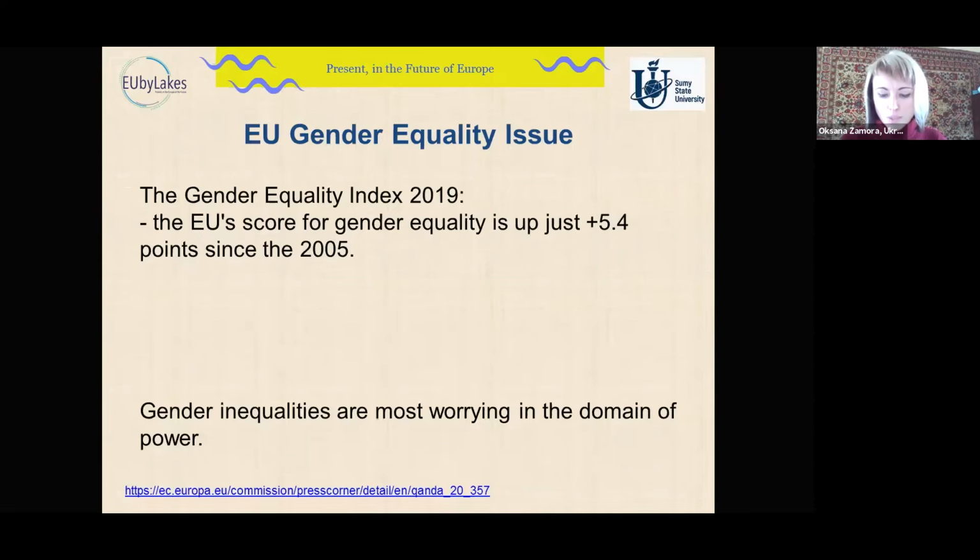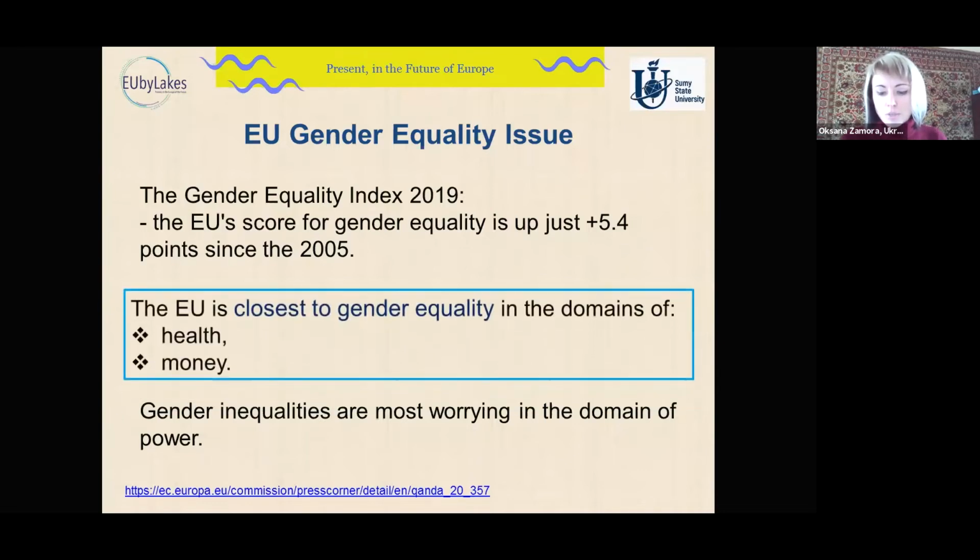It was designed by the European Institute for Gender Equality, and it measures gender equality across the European Union member states in various domains such as work, power, or violence. The 2019 edition reveals that progress towards effective equality is far too slow, with 67 points out of 100. 100 means full equality. And the European Union score for gender equality has risen just 5.4 points since 2005. You can imagine, more than 10 years, and we have moved only 5 points up.